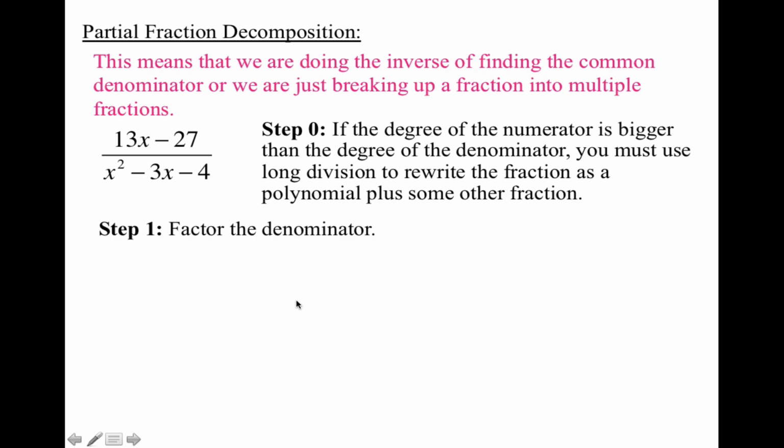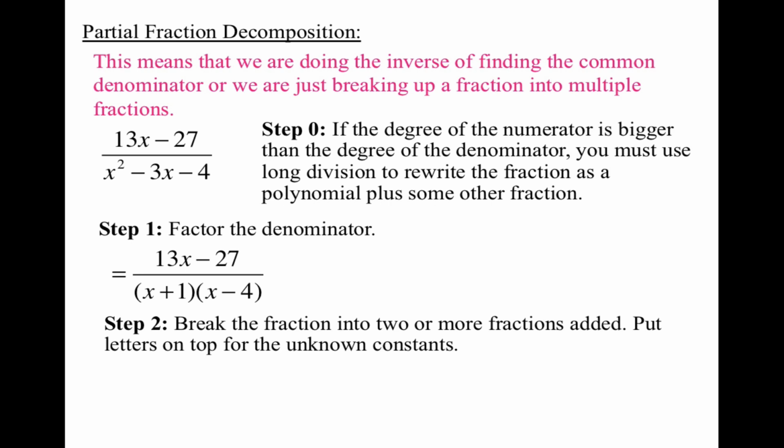So step 1, we want to factor the denominator. I can factor x squared minus 3x minus 4 to give me factors of x plus 1 and x minus 4. Now step 2 is to break the fraction into two or more fractions being added, putting letters on top for the unknown constants. So I have some numerator over x plus 1 plus some other numerator over x minus 4. So I split up the factors on the bottom.